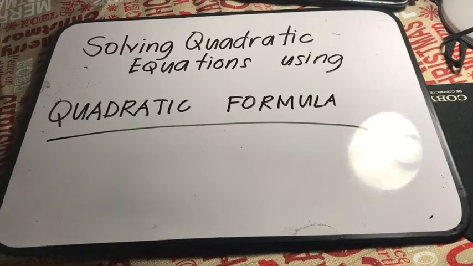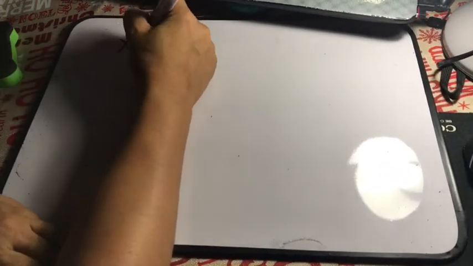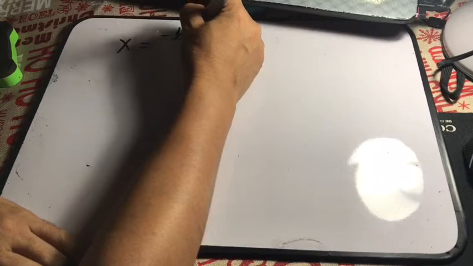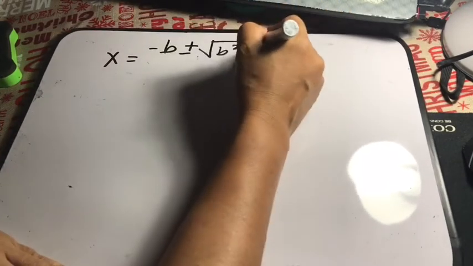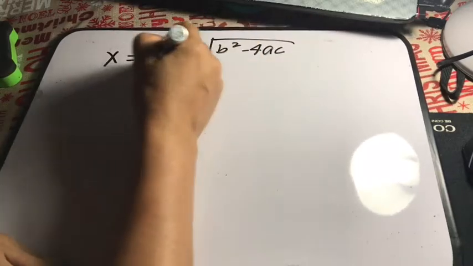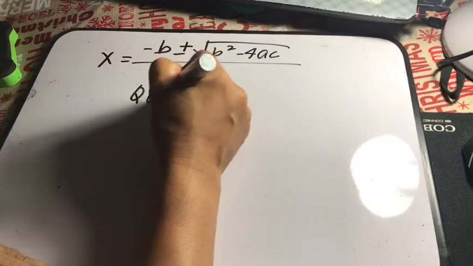Good morning, everyone. So our lesson for today is solving quadratic equations using the quadratic formula. To solve any quadratic equation using the quadratic formula, x equals negative b plus minus the square root of b squared minus 4ac all over 2a. We call this the quadratic formula.